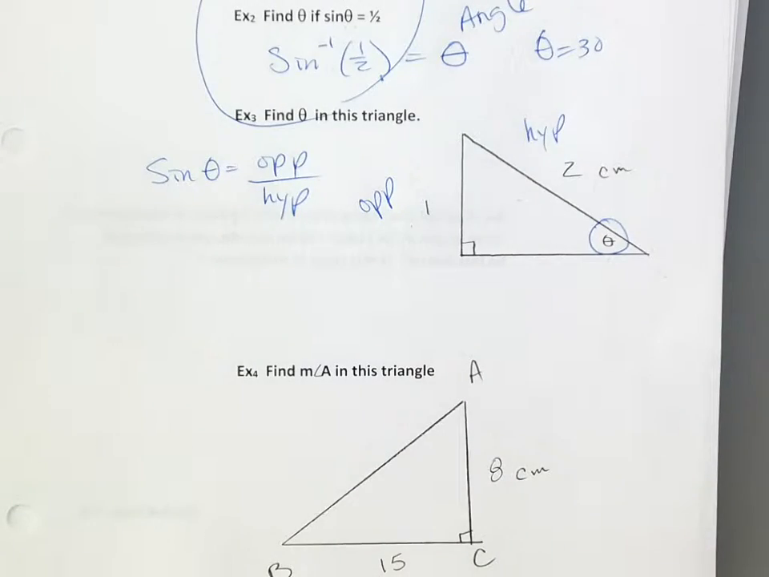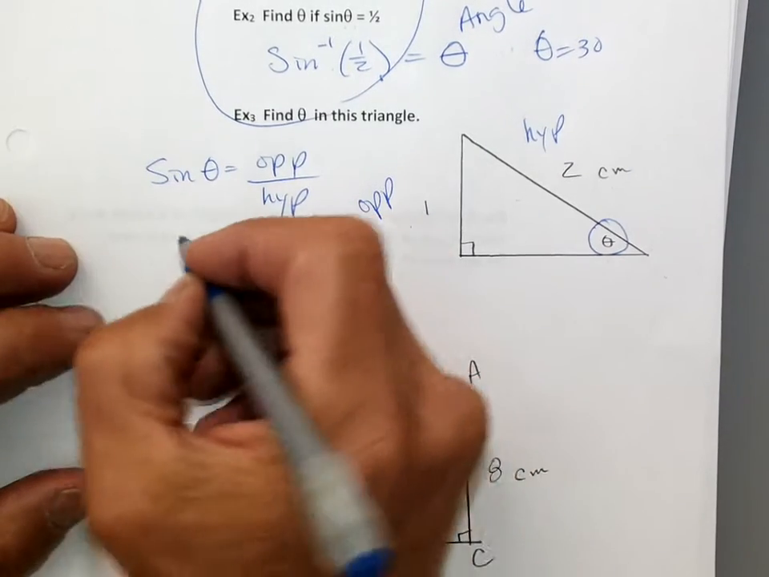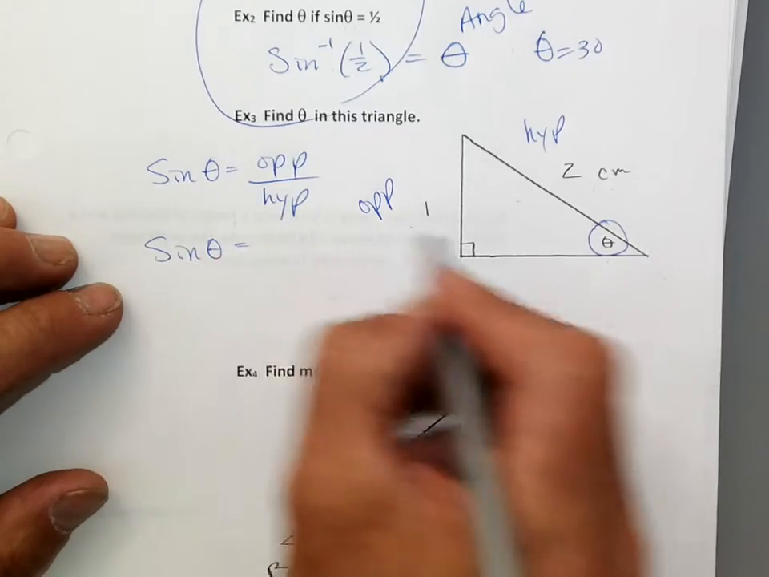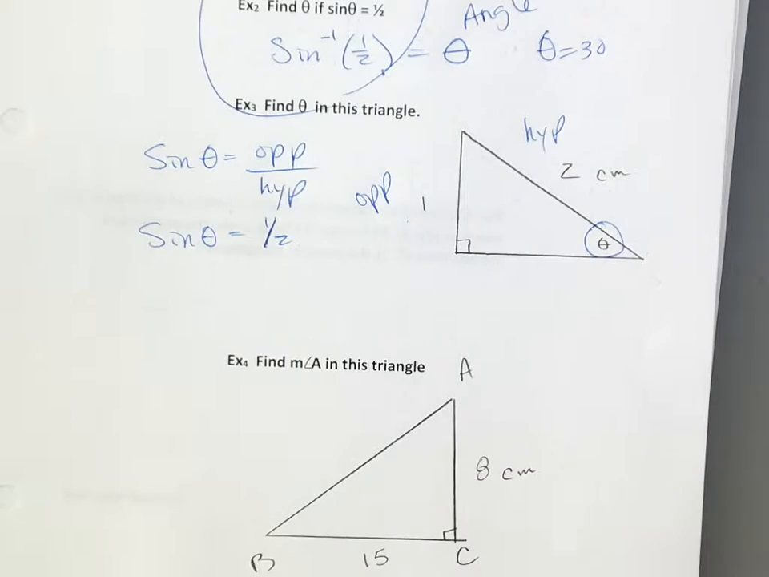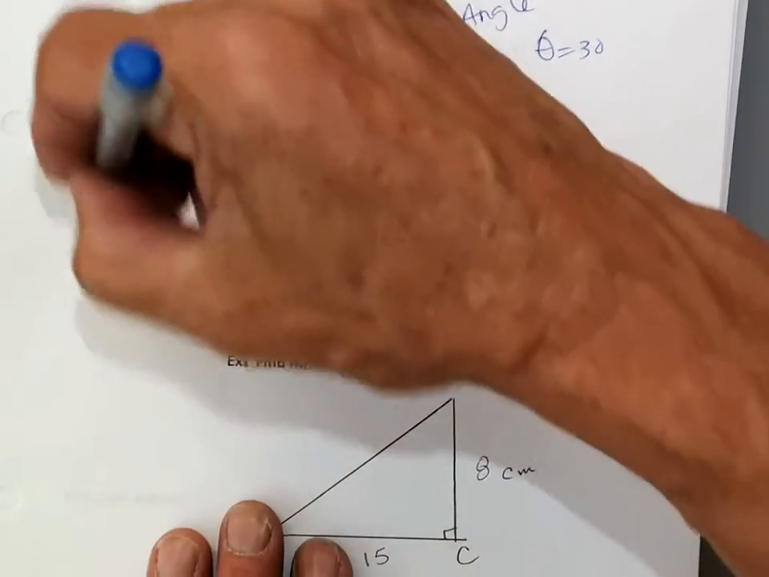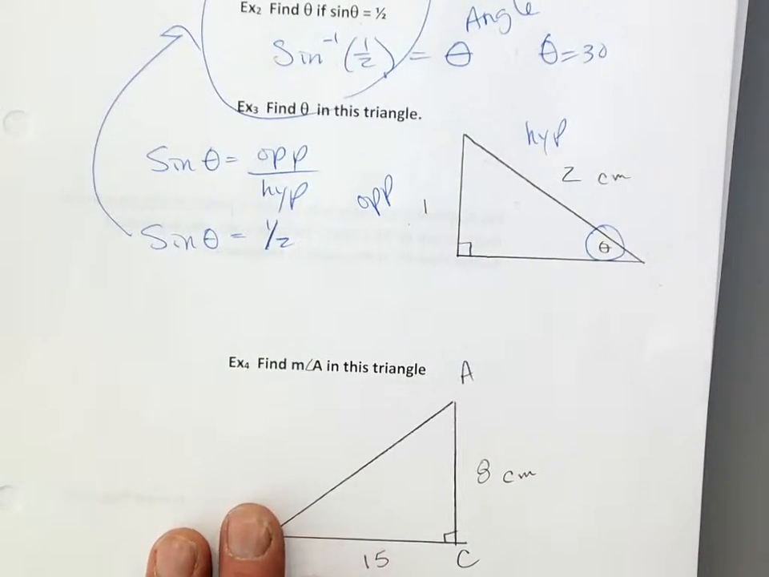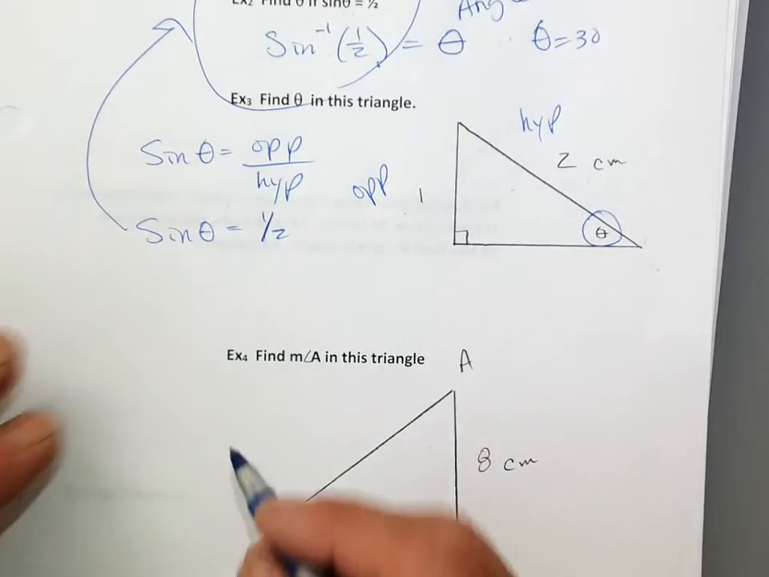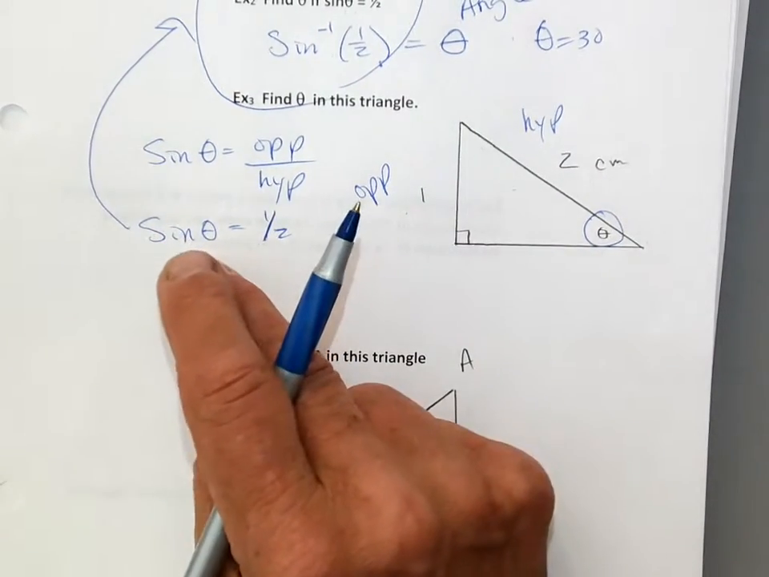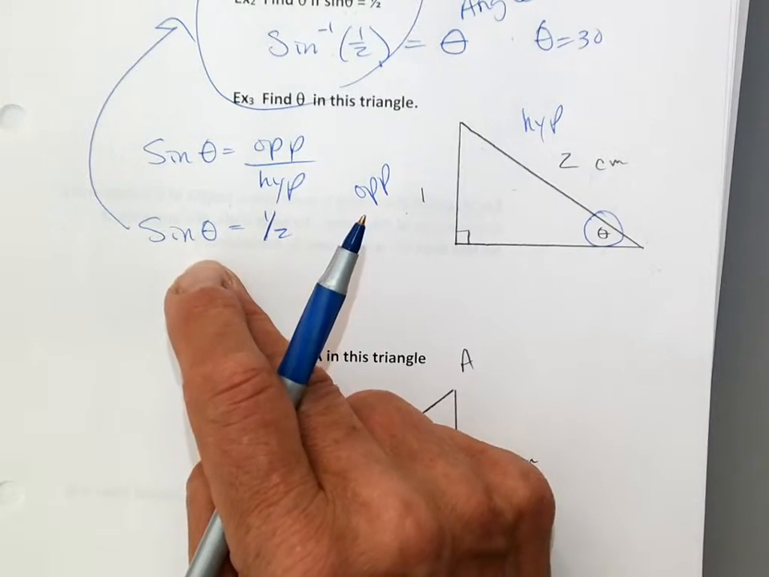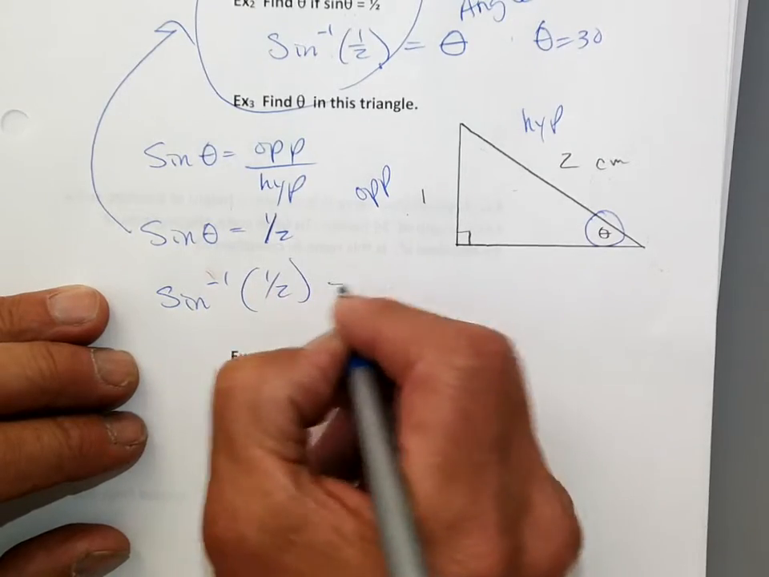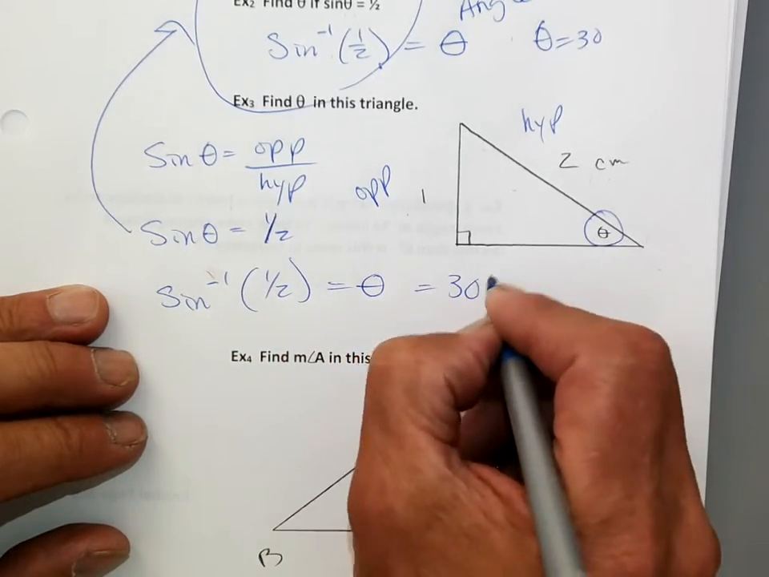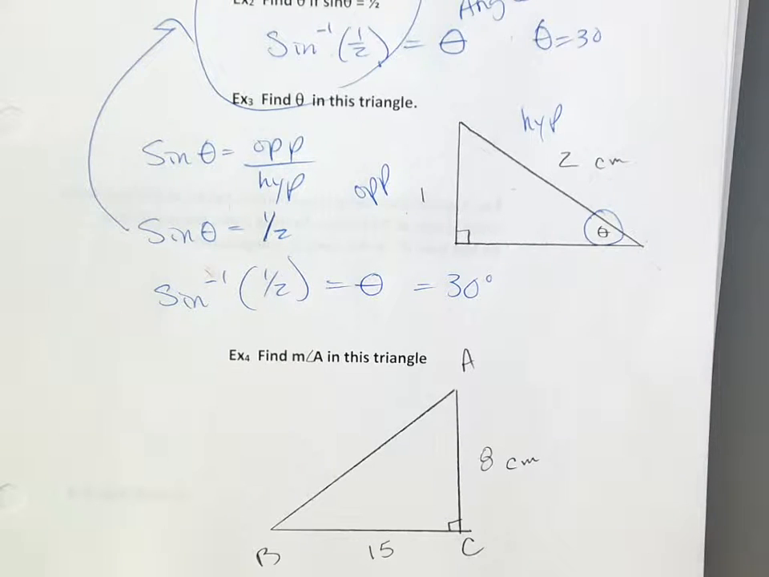Let's fill in some things. I don't know what theta is, but that's what I'm going to find. Sine theta equals the opposite, which is 1, over the hypotenuse, which is 2. It's the exact same question as before, and we know it's 30 degrees. If I want to find the angle, I push the inverse: sine inverse of 1/2, and I get theta, which is 30 degrees. Awesome. Now we know how to find an angle: we push the inverse button.